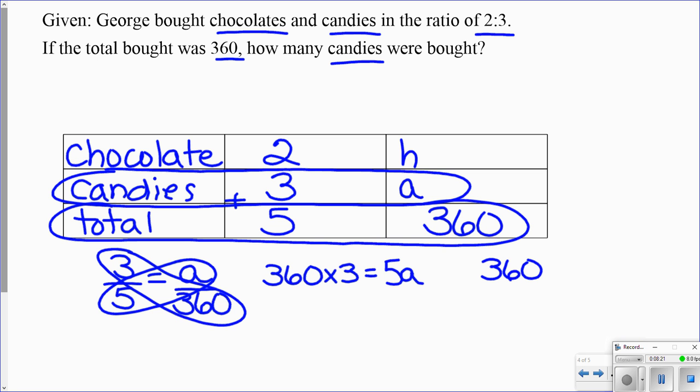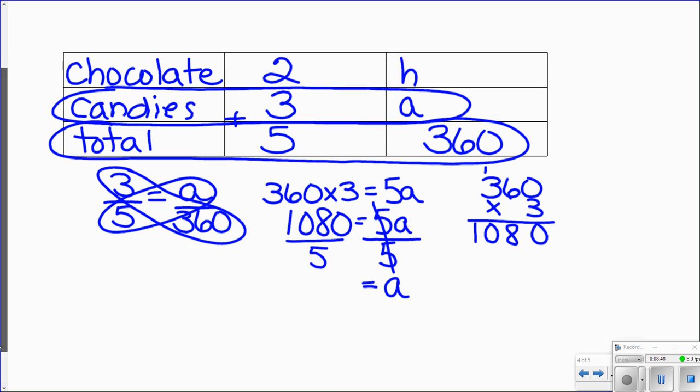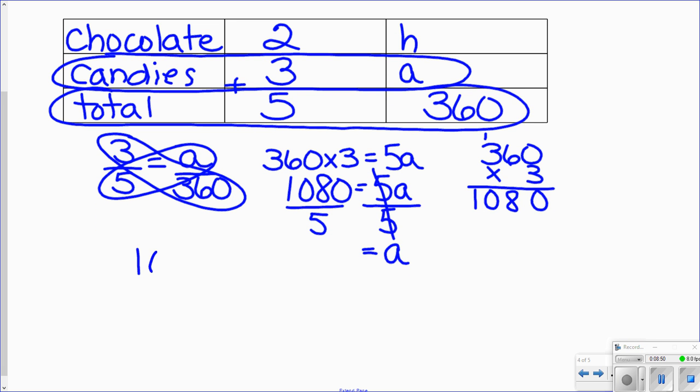360 times 3. 3 times 0 is 0. 3 times 6 is 18. Carry the 1. 3 times 3 plus 1 is 10. 1,080 equals 5A. We're going to divide both sides by 5. We'll be left with A. And now we need to divide 1,080 divided by 5.